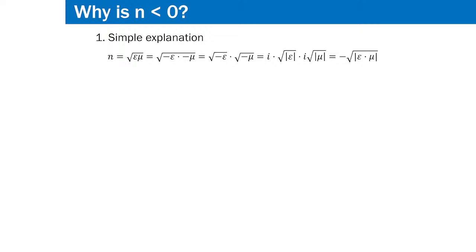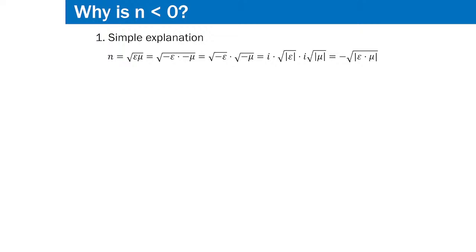Now, root over of epsilon mu, when both are negative, we can write as root over of negative epsilon into root over of negative mu. So, root over of negative epsilon is root over of minus 1 into root over of absolute epsilon. Root over of minus 1 is i, so we can write it as i into root over of absolute epsilon. Similarly, for minus mu, we can write i into root over of absolute mu. i into i is root over of minus 1 into root over of minus 1, so i into i is minus 1.